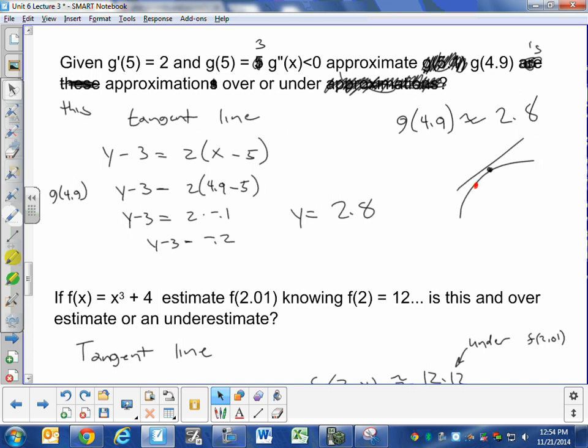In this case, we're talking about 4.9, which is to the left of 5. The tangent line is still going to be above your actual function value. So this is an over approximation again.